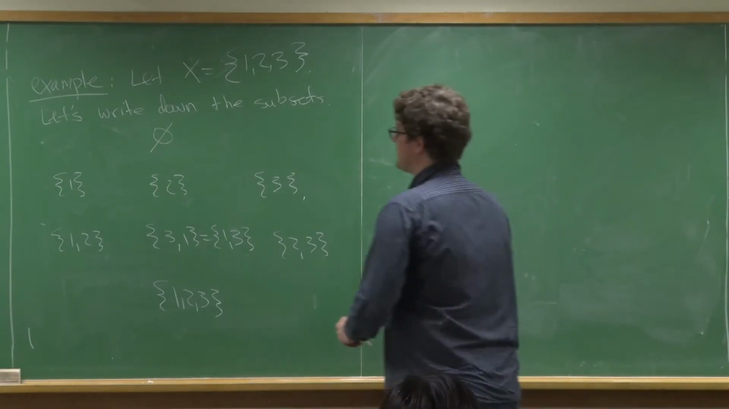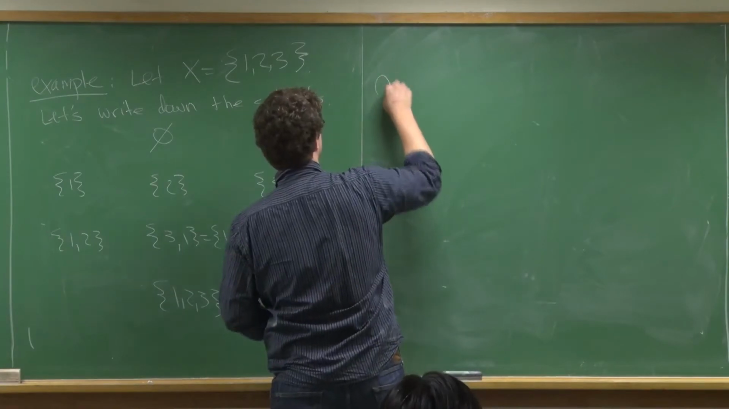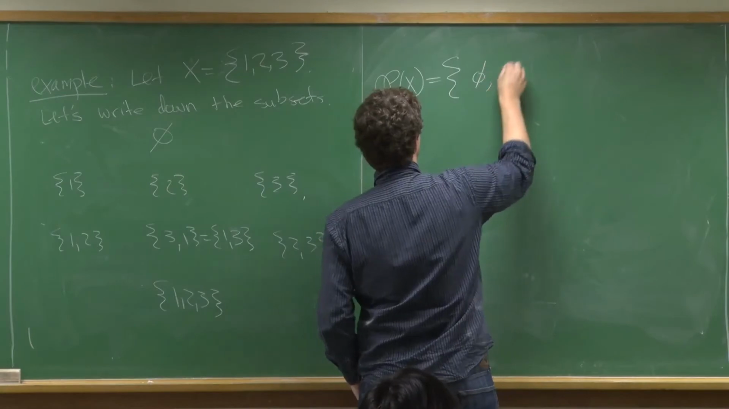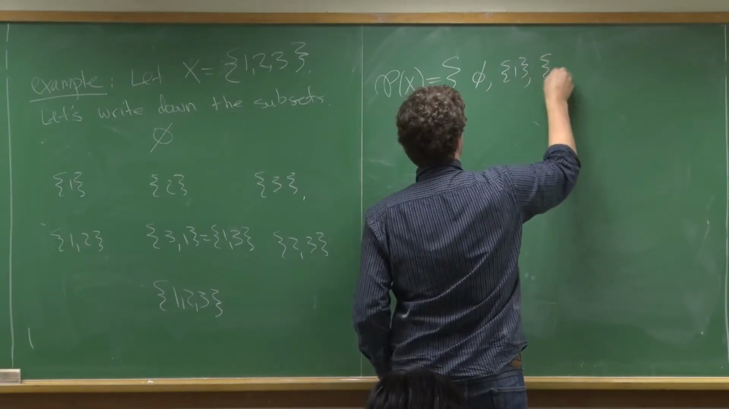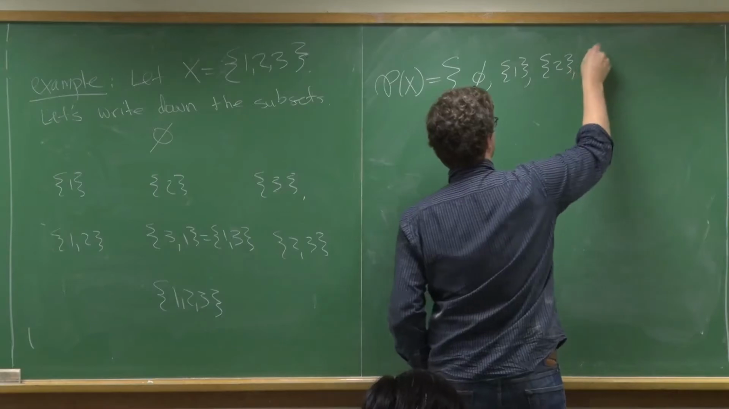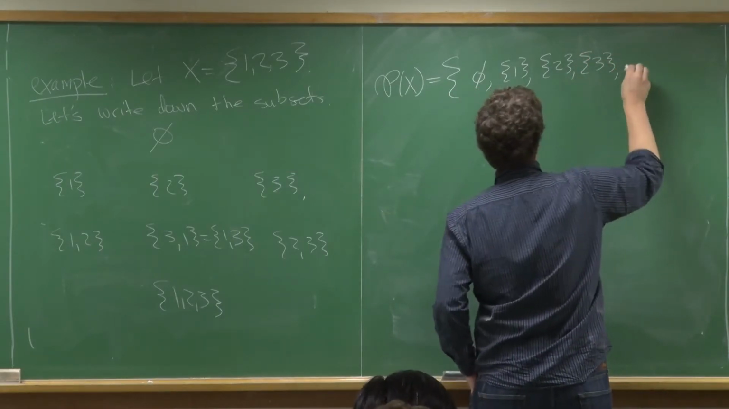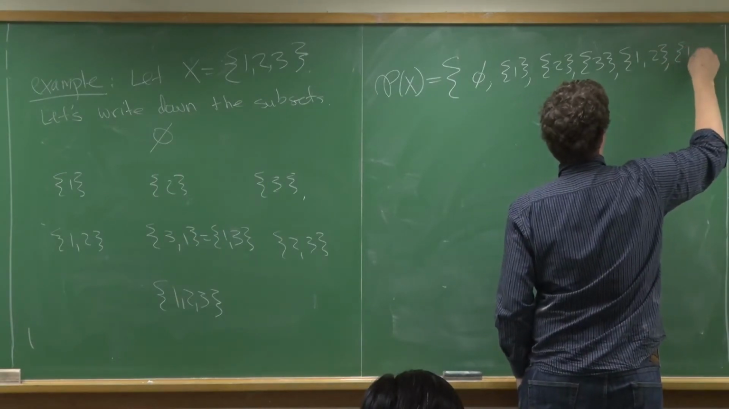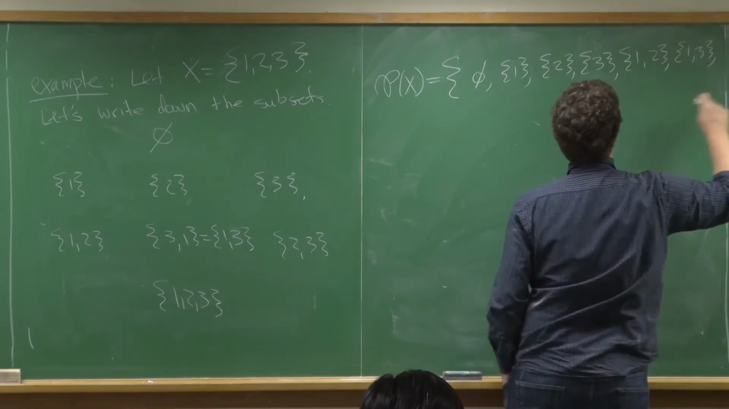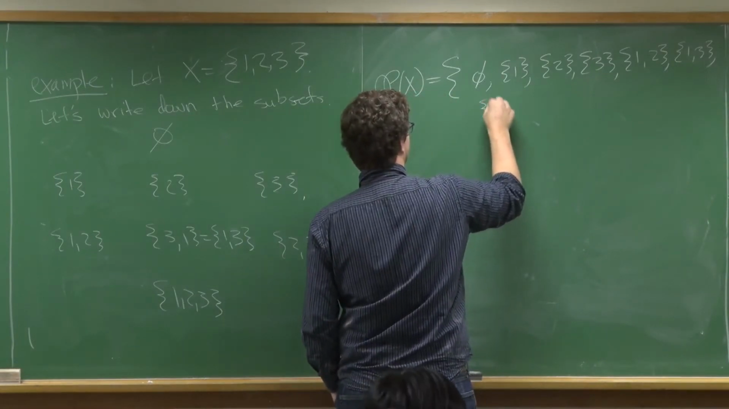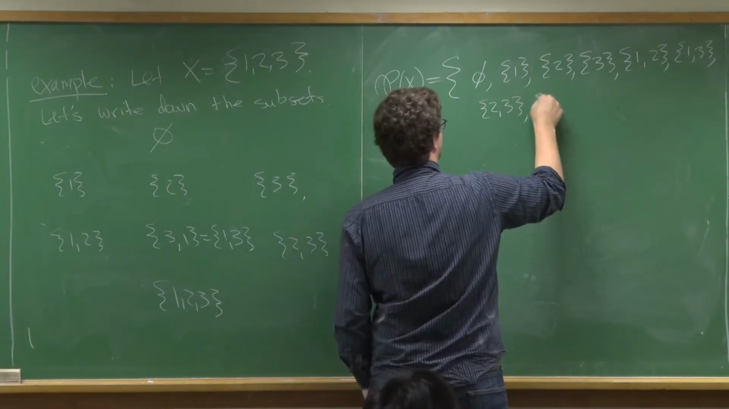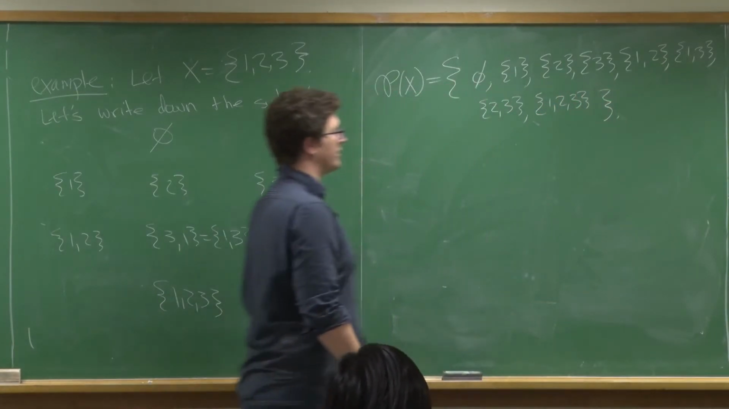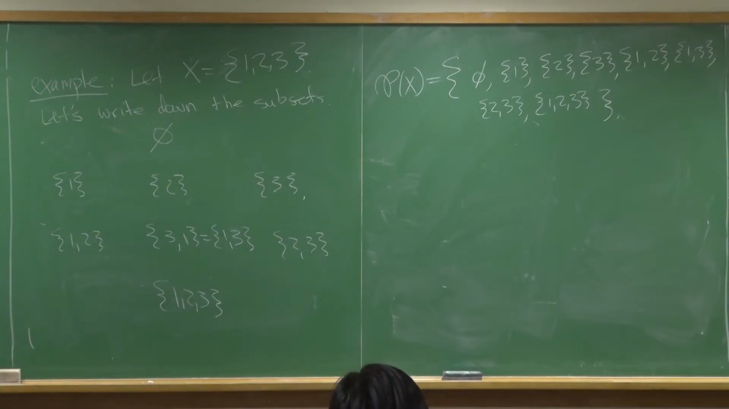So let's write down what the power set is. The power set of X is the set consisting of the empty set, the sets {1}, {2}, {3}, and then these 2-element sets {1, 2}, {1, 3}, {2, 3}, and {1, 2, 3}. Lots of curlies. So this is the power set of the set X.